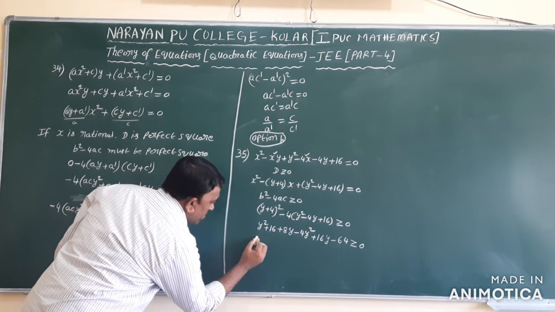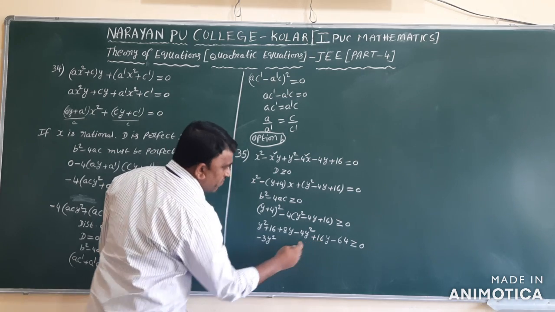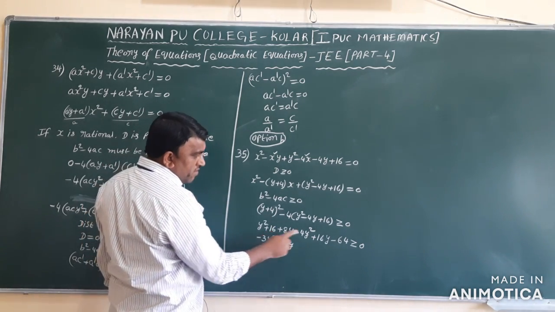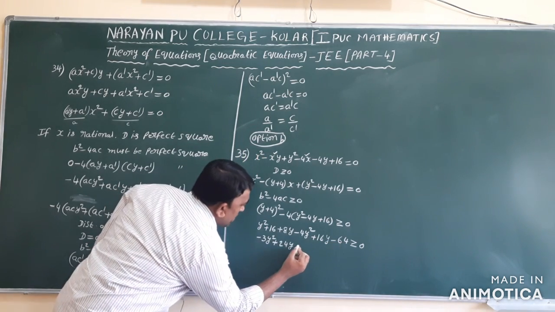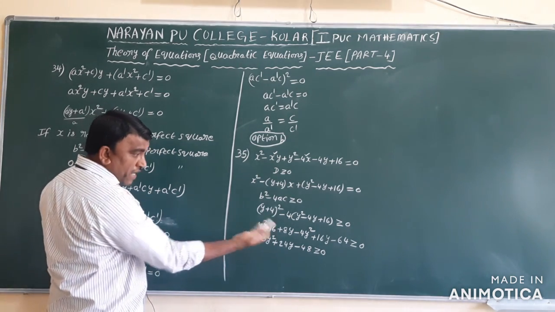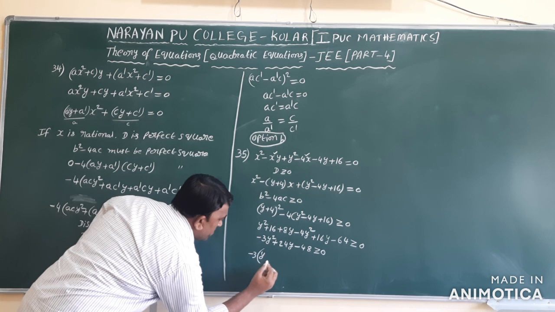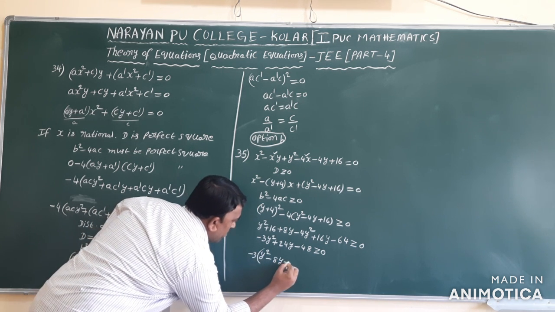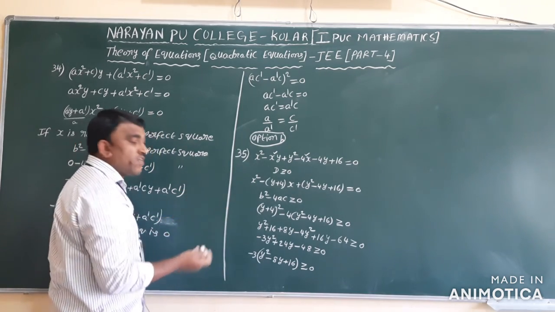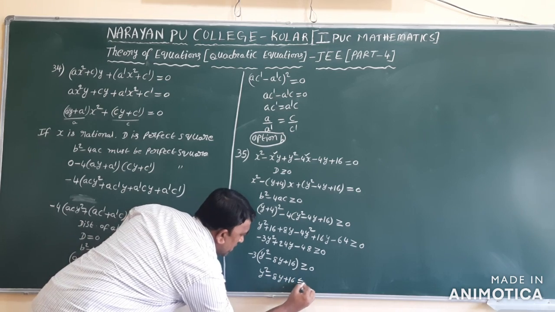Minus 4y square plus y square minus 3y square. Next y terms 8y plus 16y plus 24y. Next constant terms plus 16 minus 64 minus 48 is greater than or equal to 0. Take minus 3 common. Minus 3 into y square minus 8y plus 16 is greater than or equal to 0. Divide with minus 3. While dividing with negative number, inequality will be changed. Y square minus 8y plus 16 is less than or equal to 0.